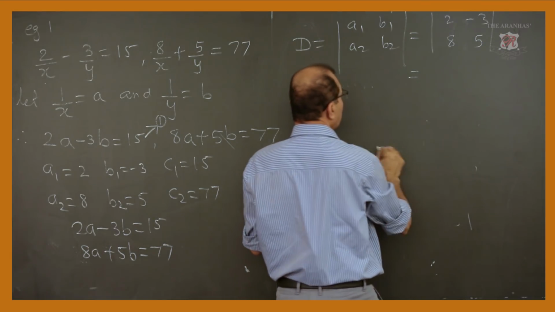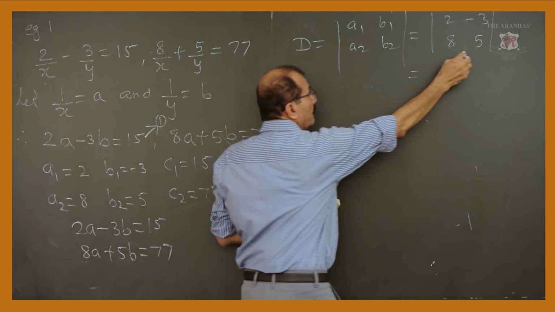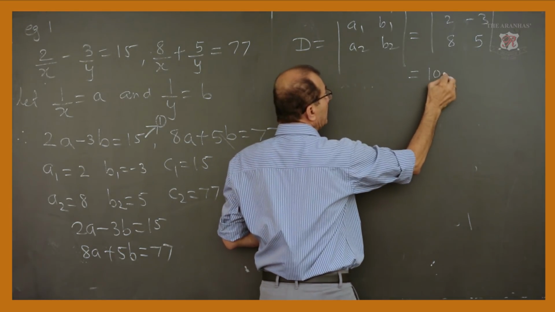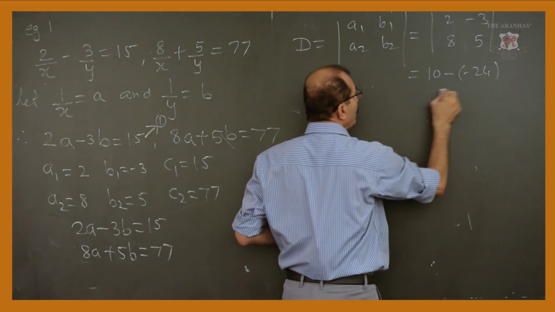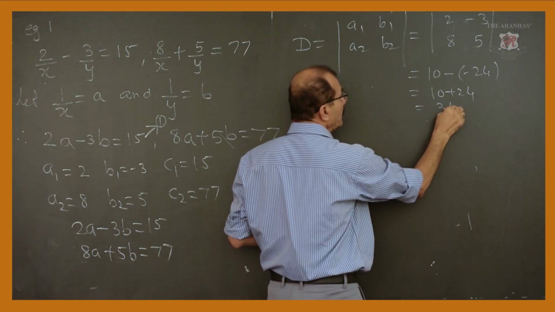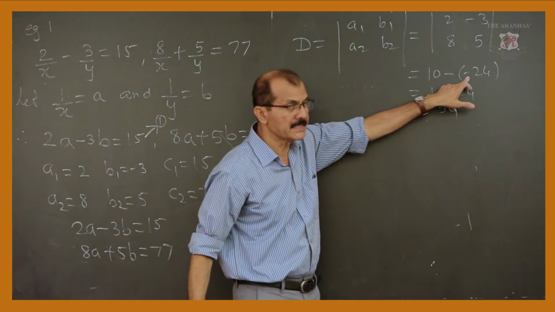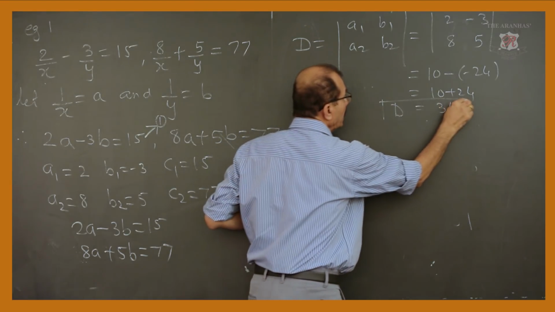Do you know how to find the value of the determinant? 5 into 2 is 10, minus 8 into 3 is minus 24, which is 10 plus 24, which is 34. Minus into minus is plus. So you get your value of D as 34.